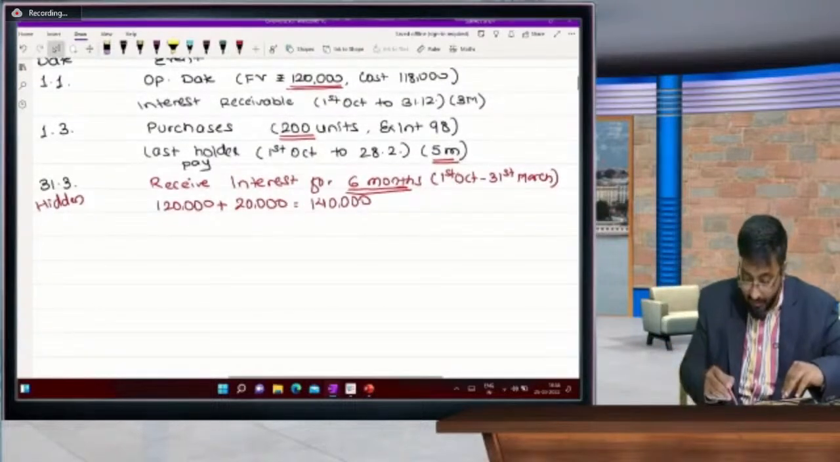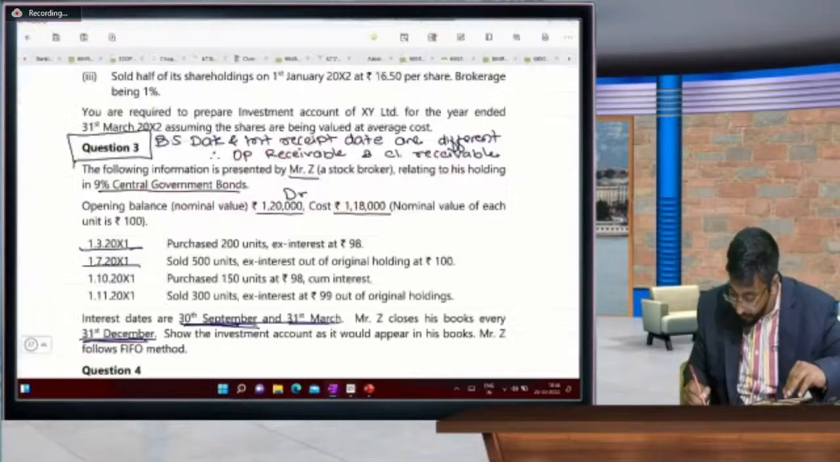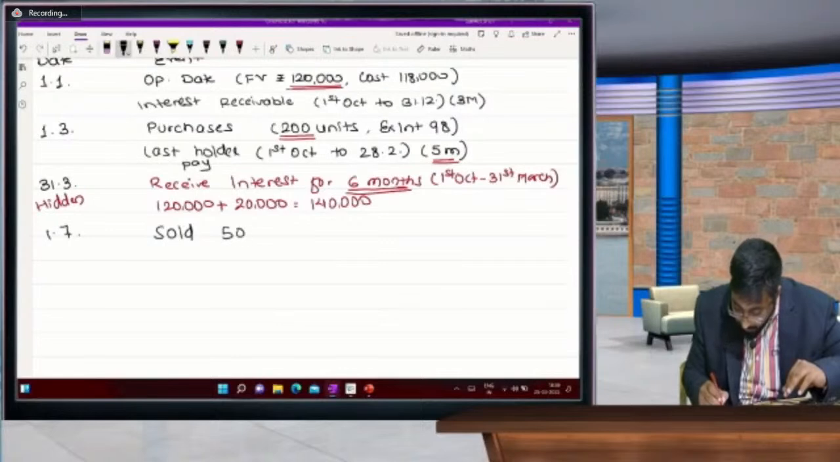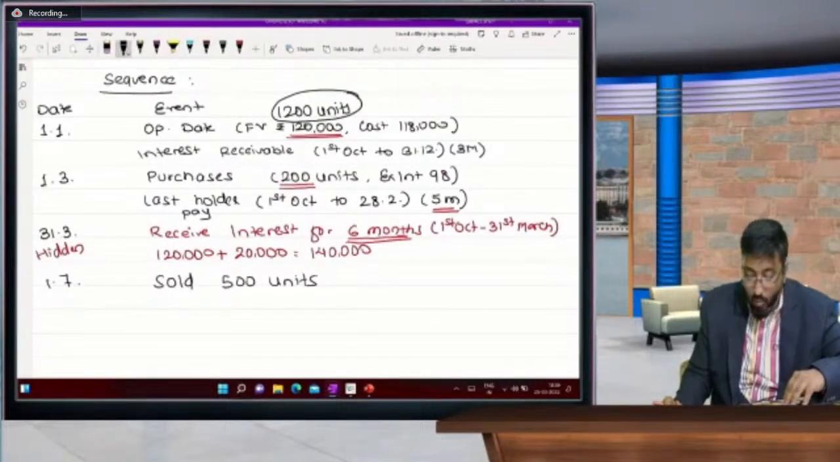Now next date. Tell me next date. 1/7. Okay. 1/7 you sold. How many months of debenture? 500 units. So beta, how many units did you have earlier? 1200 units. 1,20,000 means 1200 units. Then you bought 200 units. So you are having 1400 units. Out of that you sold 500 units.